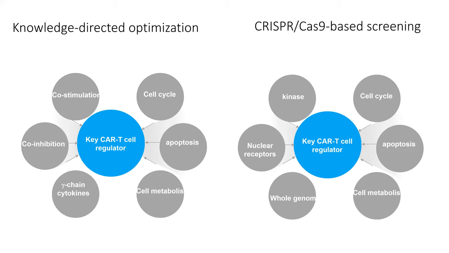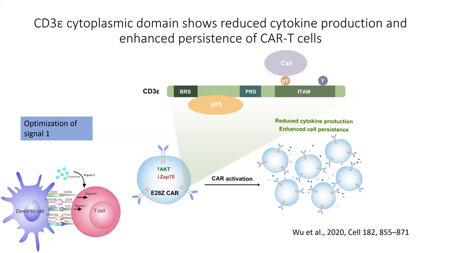Today, I'm going to share one story about the knowledge-directed optimization of CAR T cells in our lab. Before that, I'd like to go over three examples of how knowledge-based optimization of CAR T cells makes success. The first one is from Dr. Chen Qixi's group. They designed a CAR to better mimic the endogenous CD3 T cell signaling pathway. They integrated CD3 epsilon combined with the CD3 zeta in the CAR design. This design significantly reduced the cytokine production and enhanced the persistence of CAR T cells. This is an example of optimization of signal one.